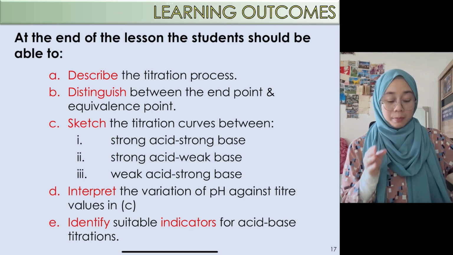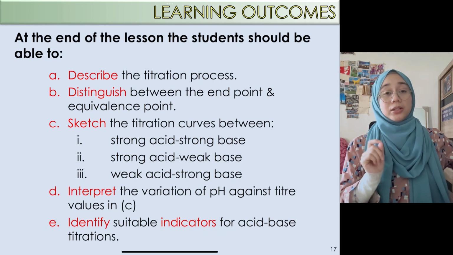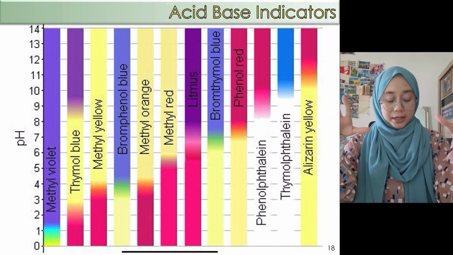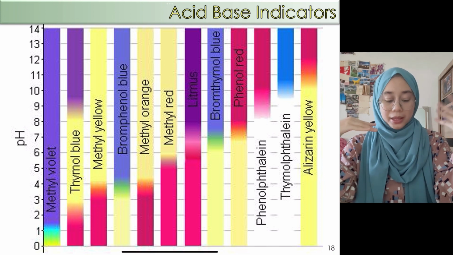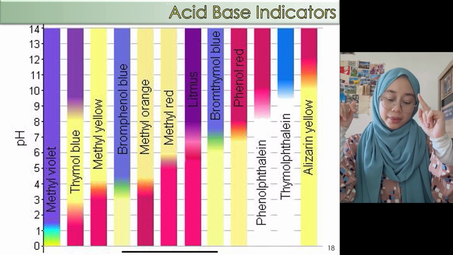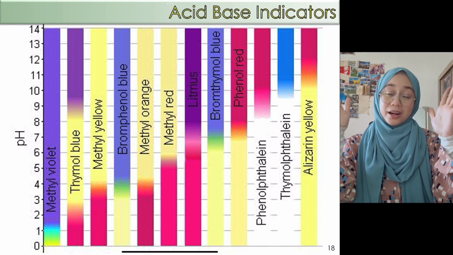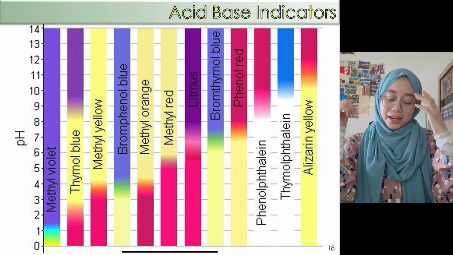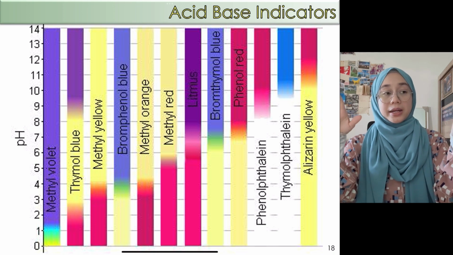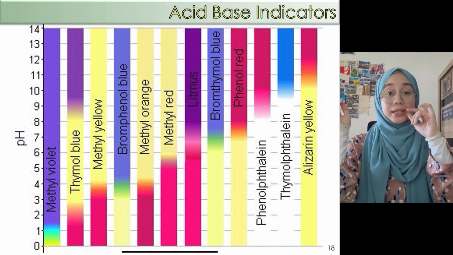Okay, and then but before kita masuk kepada yang part D class, kita akan tengok dahulu identify the suitable indicators for acid base titration. Okay, so kalau kita tengok kat sini, so ada banyak jenis indicator dekat sini kelas. We have the methyl violet, thymol blue, methyl yellow, bromophenol blue, methyl orange, methyl red, litmus, bromothymol blue, phenol red, dan yang paling kita tahu daripada sekolah dulu sampai sekarang, phenolphthalein, and we also have thymolphthalein and also alizarin yellow. Some of these kita dah pernah jumpa waktu kita buat eksperimen 6 hari tu sebenarnya.